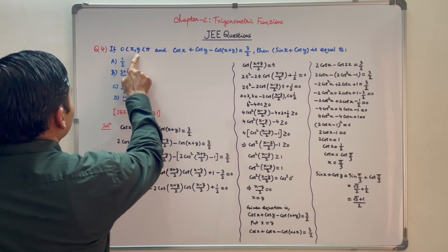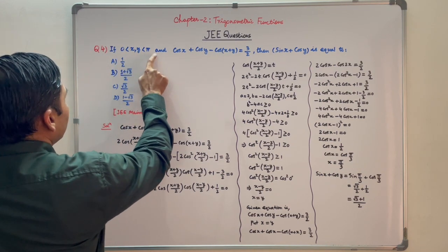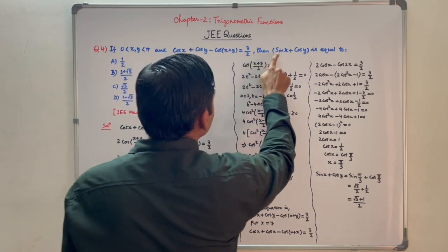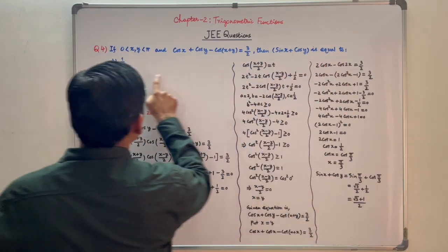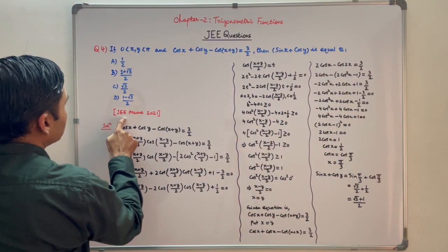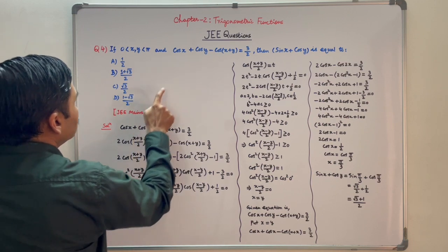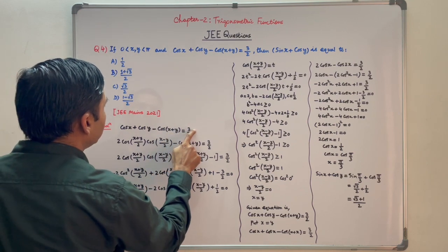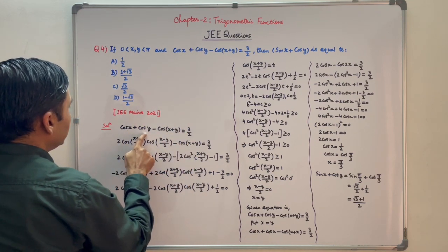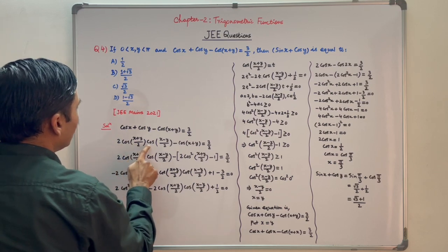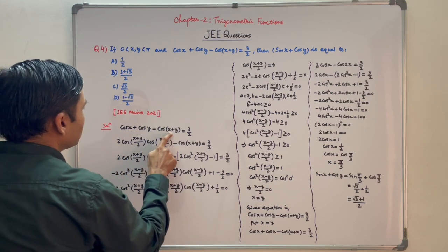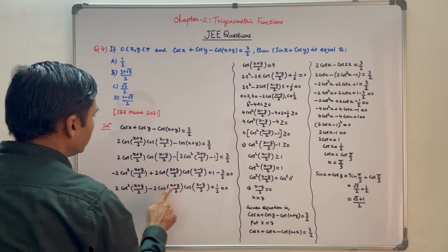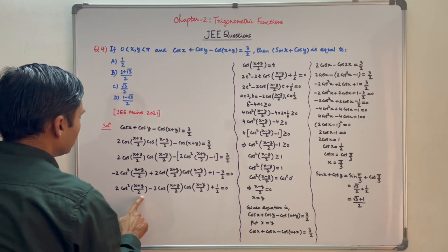Fourth question: if x and y lie between 0 and pi and cos x plus cos y minus cos (x plus y) is equal to 3 by 2, then sin x plus cos y is equal to. These are the options given. This question appeared in JEE Mains 2021. The given equation is cos x plus cos y minus cos (x plus y) is equal to 3 by 2. Cos x plus cos y can be written as 2 cos ((x plus y) by 2) cos ((x minus y) by 2). And cos (x plus y) can be written as 2 cos square ((x plus y) by 2) minus 1.